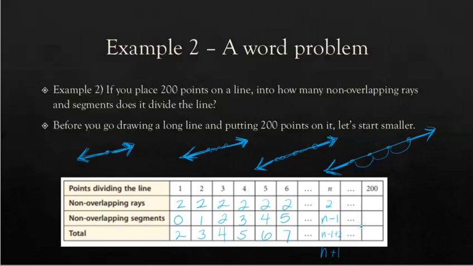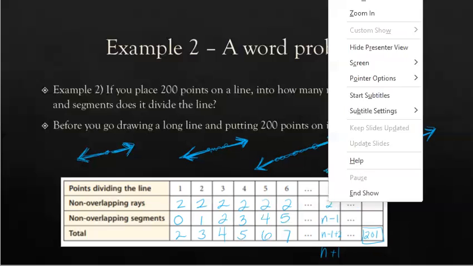So if all I'm looking at is the total here, then if I put 200 points on the line, I'll have n for 200, and I'll have 1 more than that. So I'll have 201 non-overlapping rays and segments.